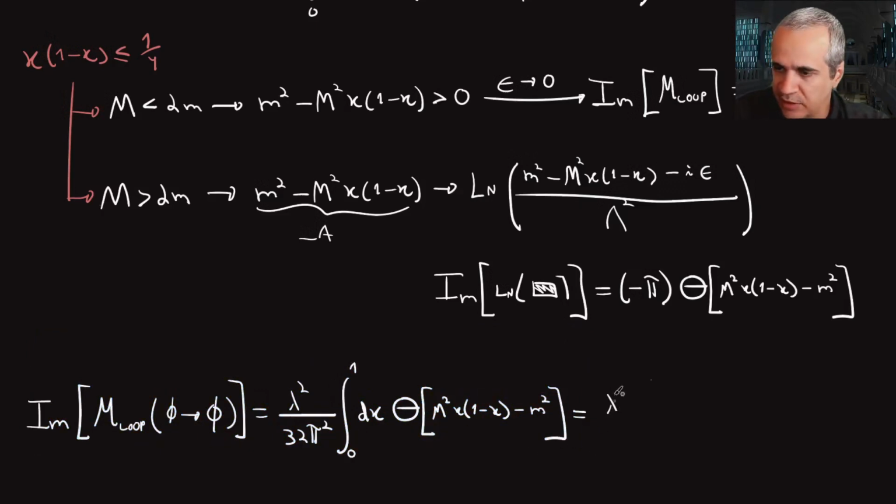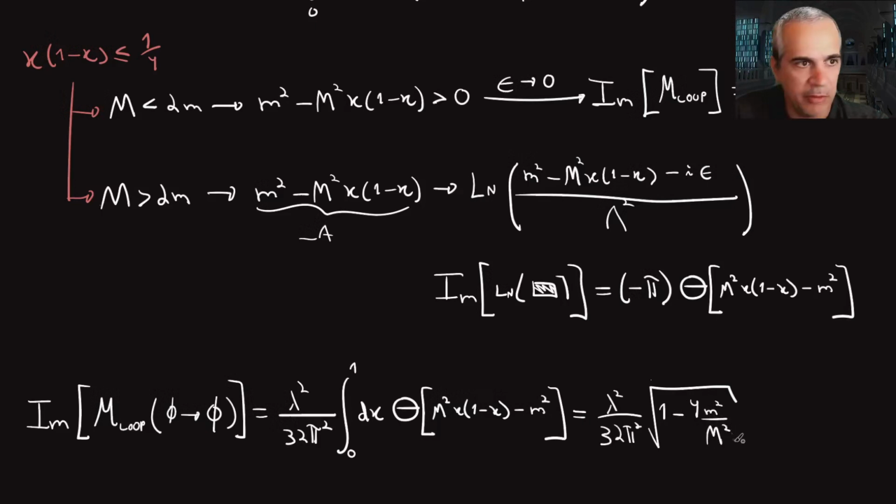This is just lambda squared over 32 pi squared, square root of 1 minus 4 little m squared over big M squared, theta of big M minus 2m. And this has all the nice properties you want. The fact that the theta after integration has become the very condition that phi can decay into two pi's is already here explicitly.